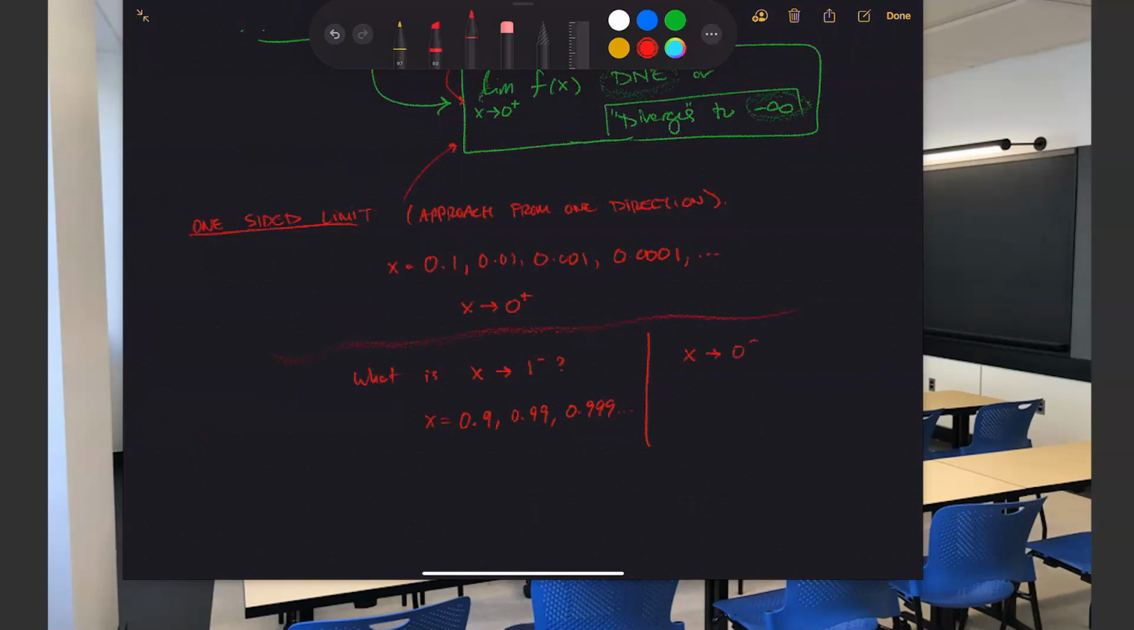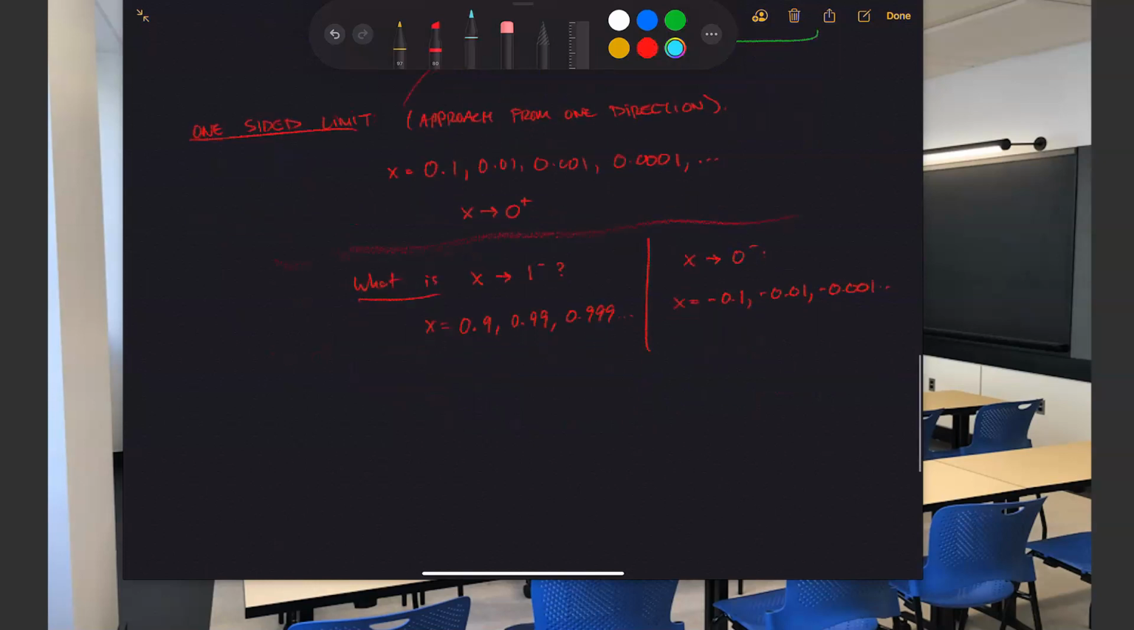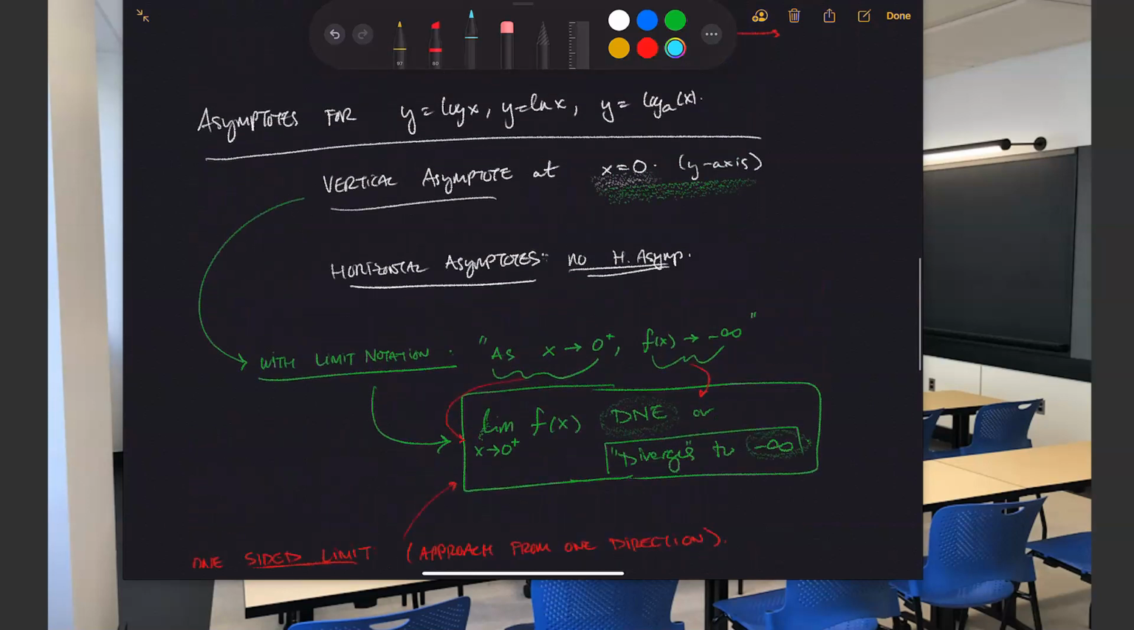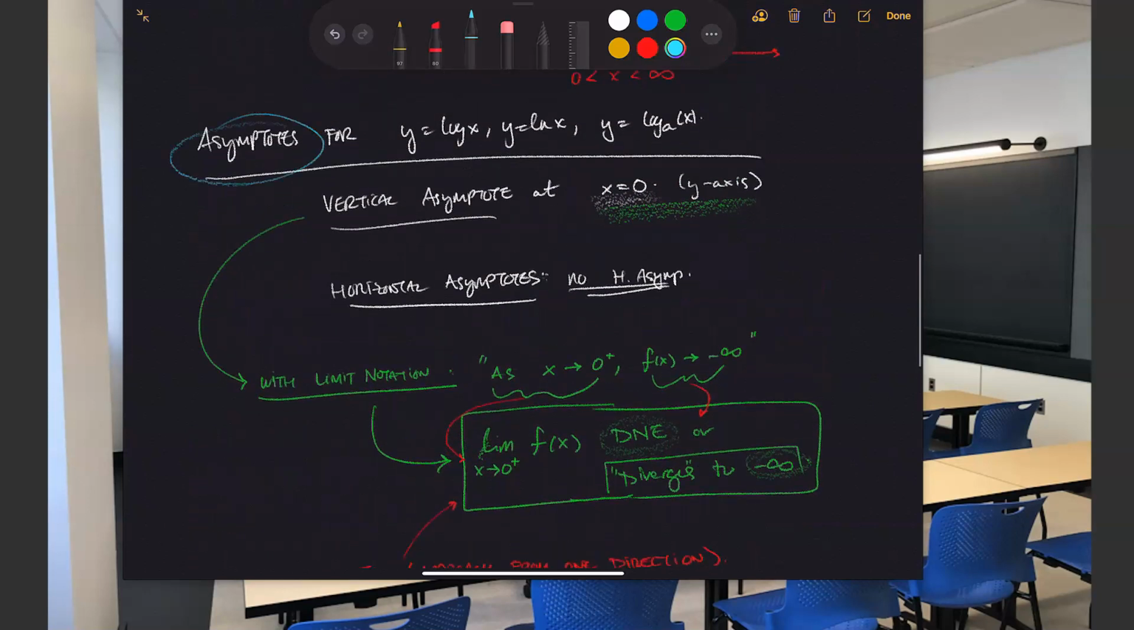Same with approaching 0 from the left. What's something that's less than 0 that I can approach with? So if I had negative 0.1, negative 0.01, you see how I'm moving to the right now on the number line. So if you just think about being on the number line, this is approaching from the right and this is approaching from the left. Okay, so this is how we'd use limit notation to talk about the long run behavior or the asymptotes.